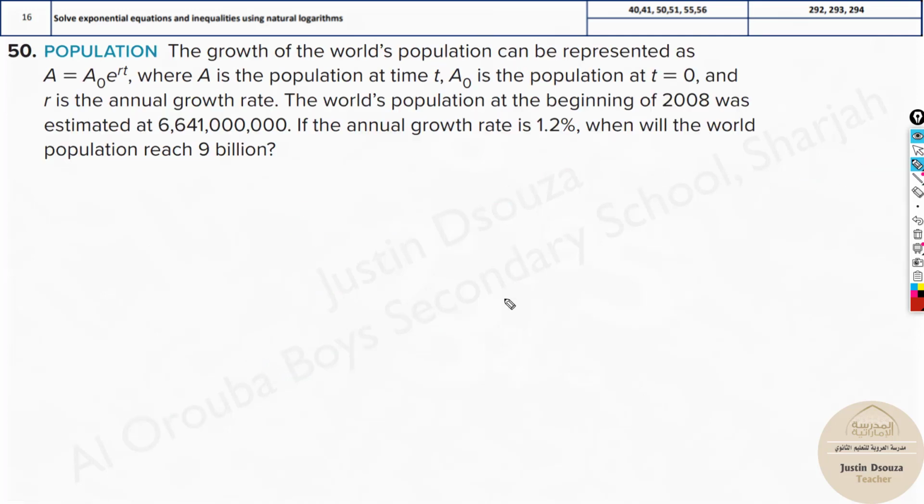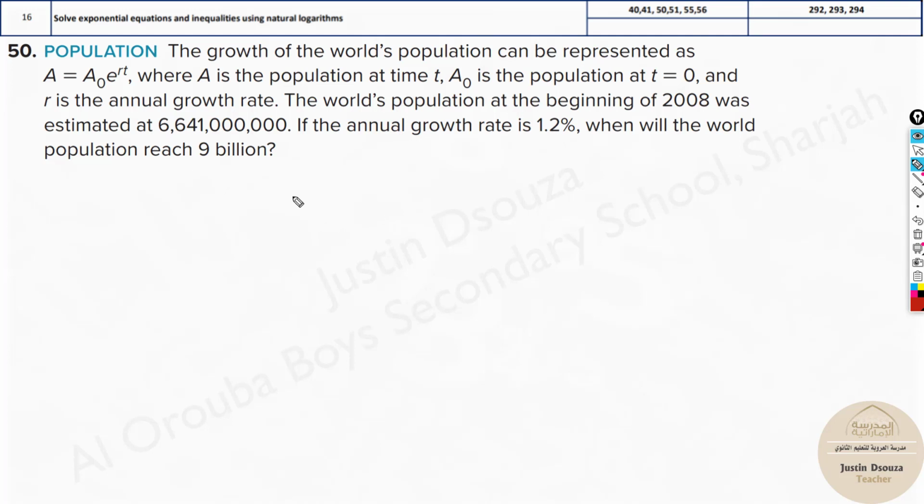Now let's look at a population growth problem. Here also they have given you the formula and they are telling you A0 is the population at time t0, which is the initial population. R is the annual growth rate. The world's population at the beginning of 2008 was estimated to be 6.64641 billion. If the annual growth rate is 1.2%, when will the world population reach 9 billion?